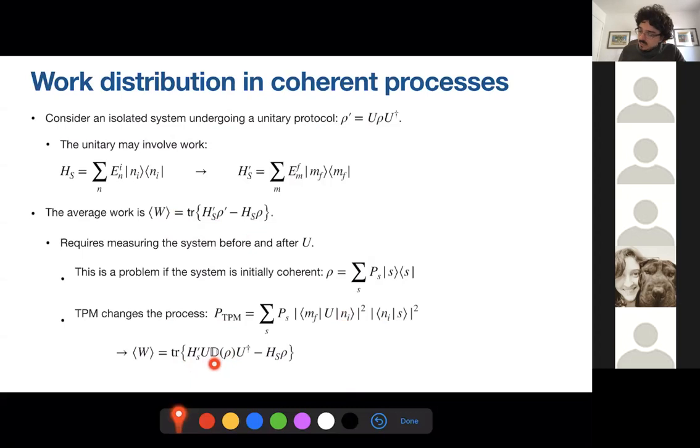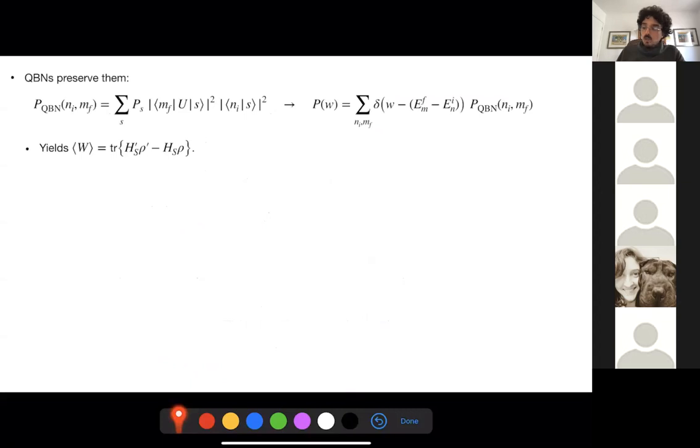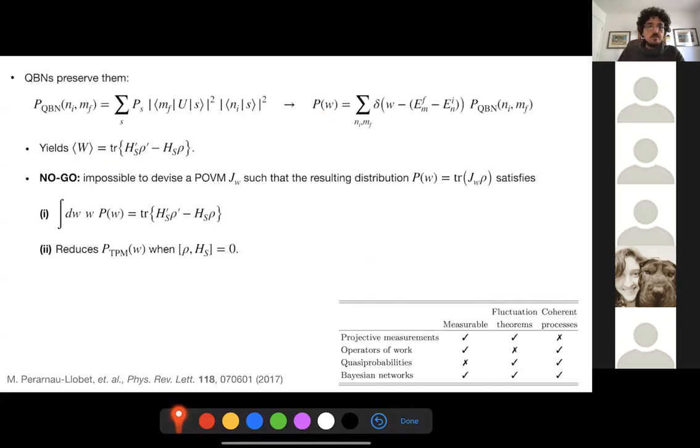Essentially, you get this dephased rho here, and so this average work is different from what we wanted to measure. If we do Bayesian networks, on the other hand, then everything is okay. In the Bayesian network, we associate a probability distribution from n_i to S, but we don't measure S in this sense, so there is no collapse here. It's S that evolves to US and then you measure n_f. Now you can define a work distribution, and this work distribution will give the correct average work. So the QBN returns the correct average work.